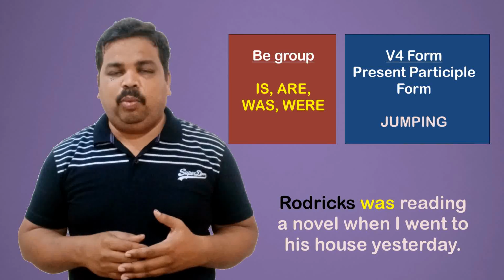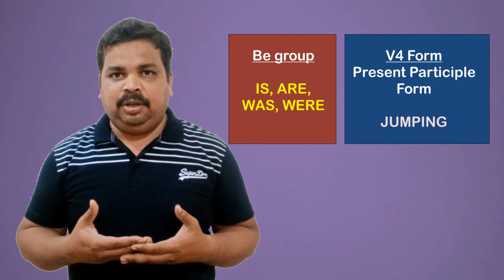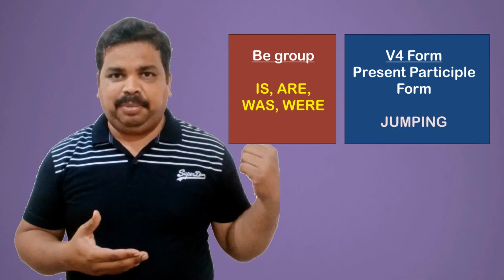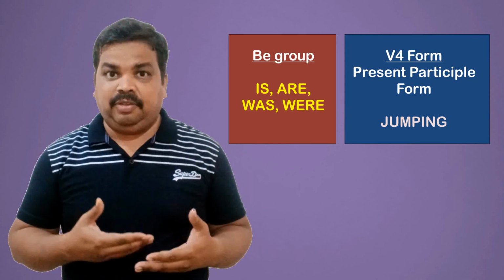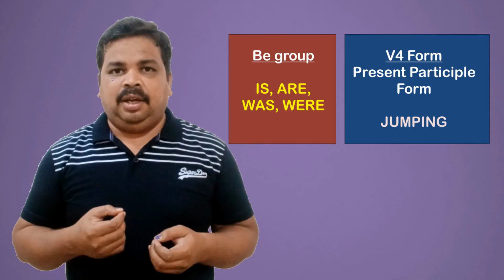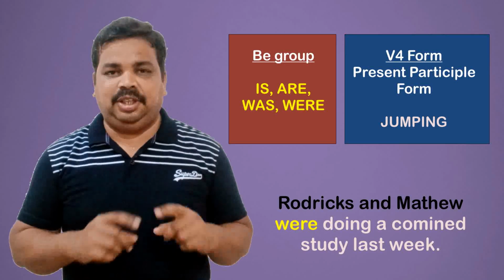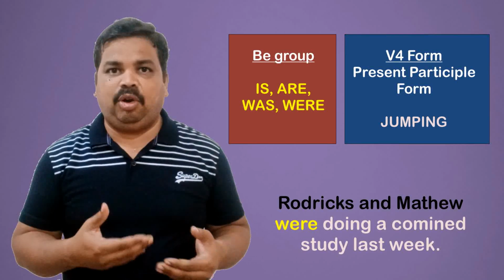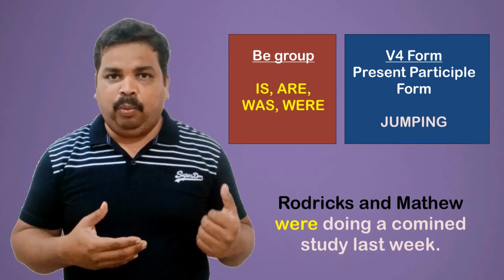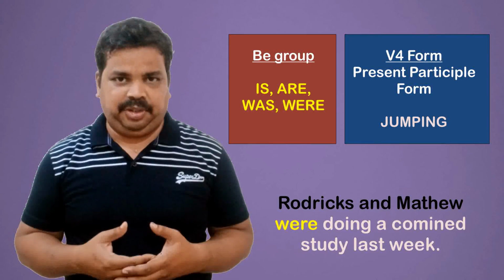Lastly, we have the word were, W-E-R-E. When many people do a work and when that work is going on in the past, then we use were. For example, Rodriguez and Matthew were doing a combined study. Doing is an action that was going on at that time. Rodriguez and Matthew were doing a combined study when I visited their house last week.